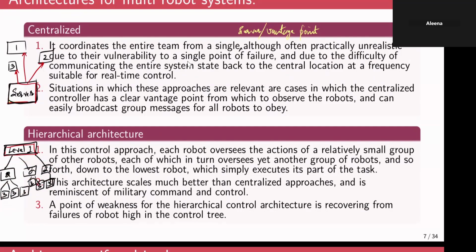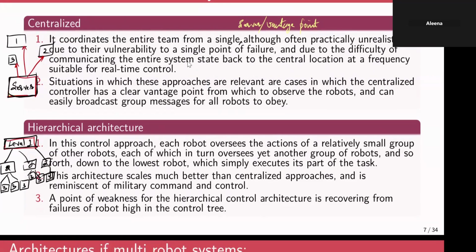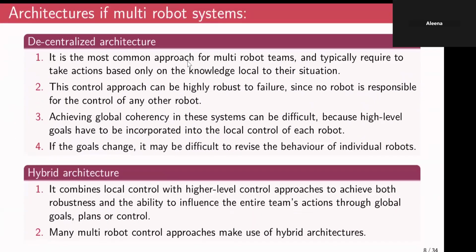But if something fails higher up the level, if level one or level two fails, then all the other flow of control below that failed robot would be affected, and that could render the entire system inoperable. So yeah, that is about hierarchical architecture.